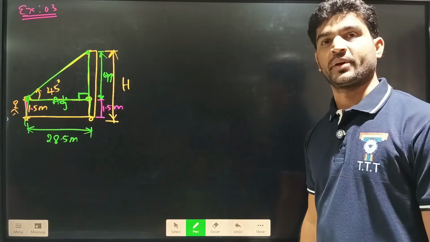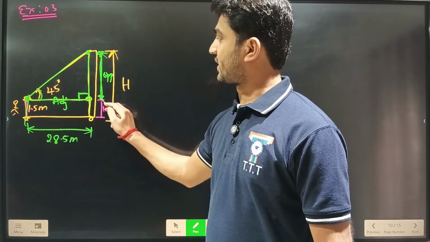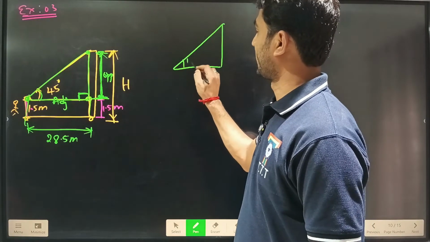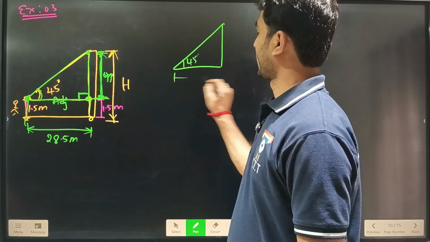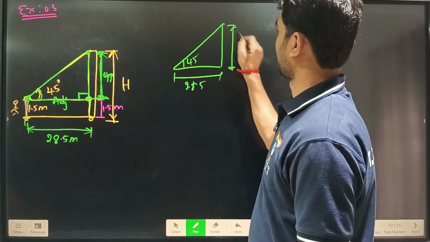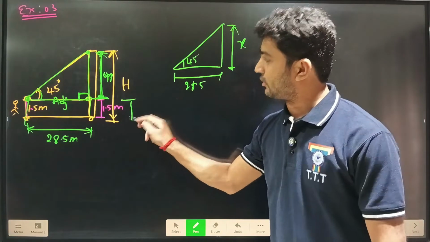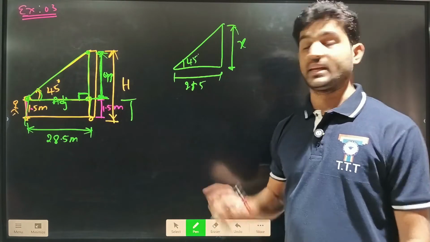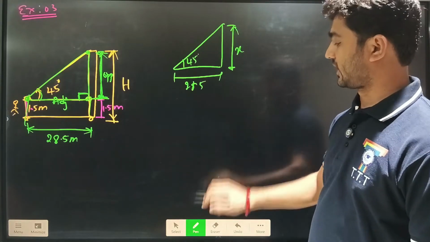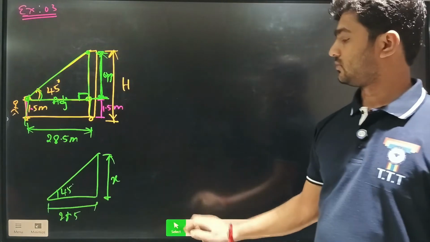Which one should we use? For this theta, I should first find. Look, the triangle is like this. Here there is 45 degree, here there is 28.5. And this I will consider x. I don't know it, right, but since the others are known and this is 1.5, let me take this as x. Suppose this is x. Quickly tell me, what will you use?